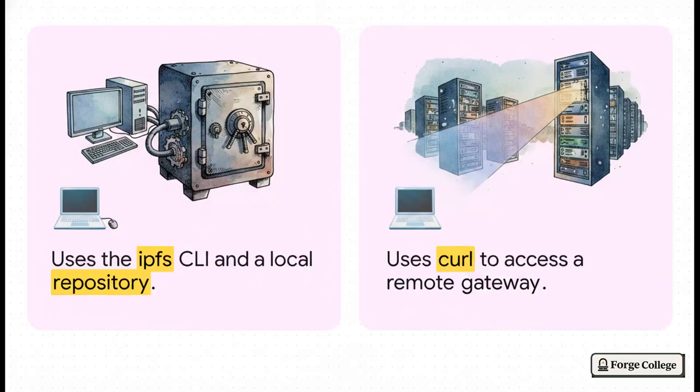So let's look at those 2 IPFS operating modes you can choose from. Your first option is the local IPFS daemon. This one uses the IPFS command line interface and a local repository right there on your machine. Your second option is the HTTP API. This one just uses simple curl commands to talk to a remote IPFS storage gateway. Honestly, you can choose either path for this lab. And just as a quick side note, mastering both of these setups is going to give you a massive advantage in other Forge College courses as you dive deeper into decentralized infrastructure.